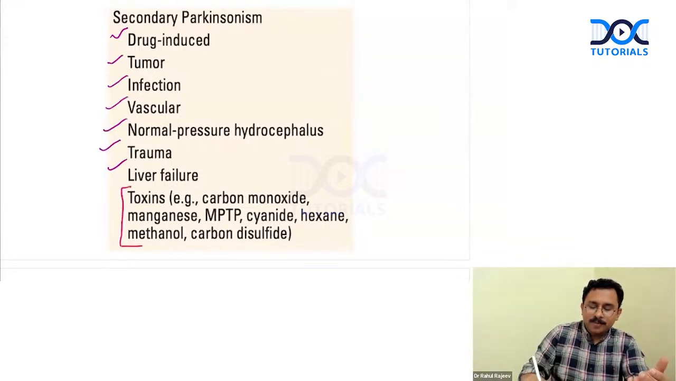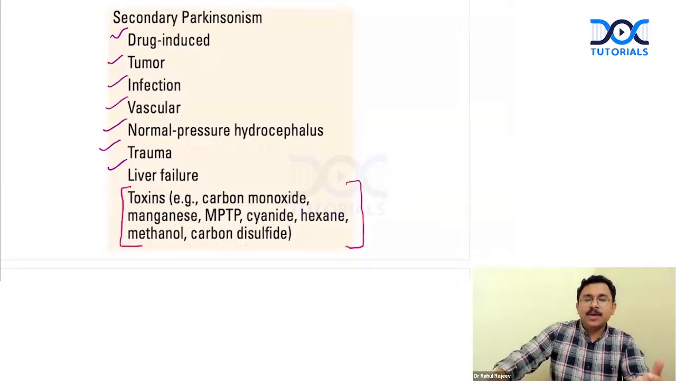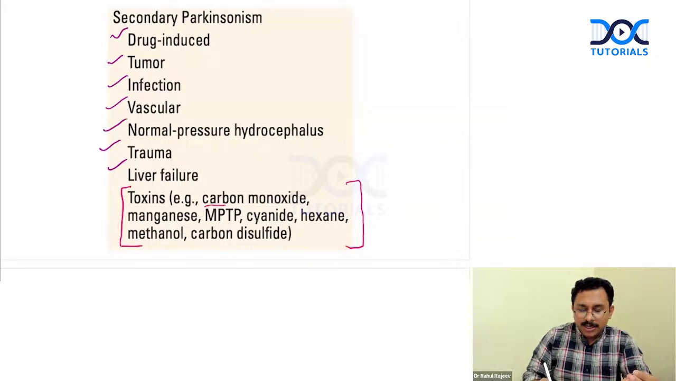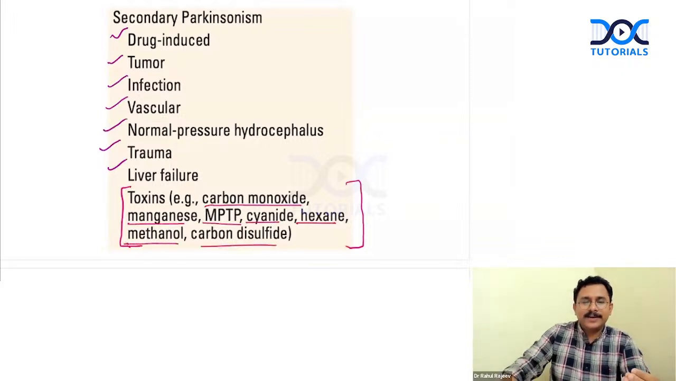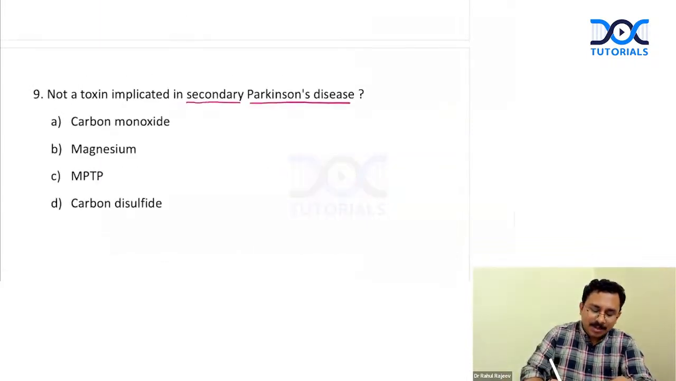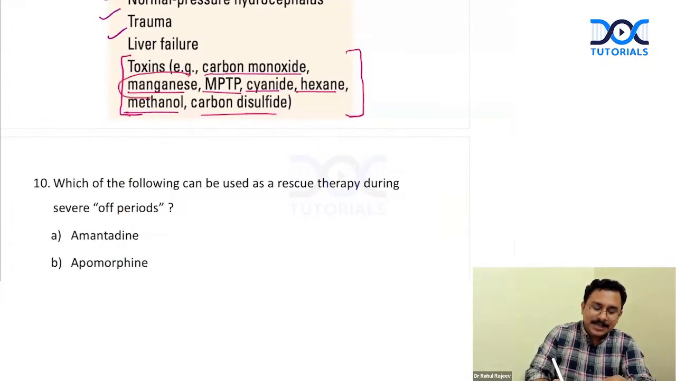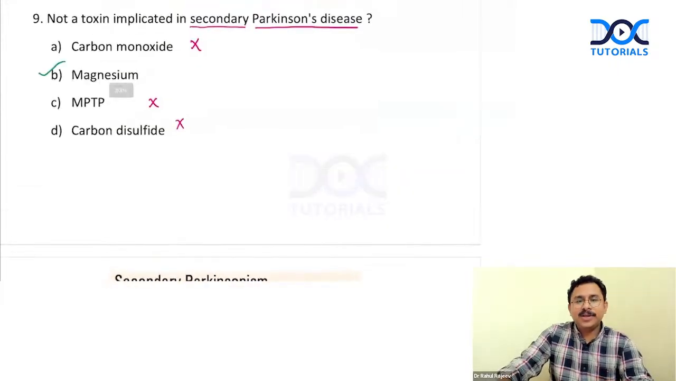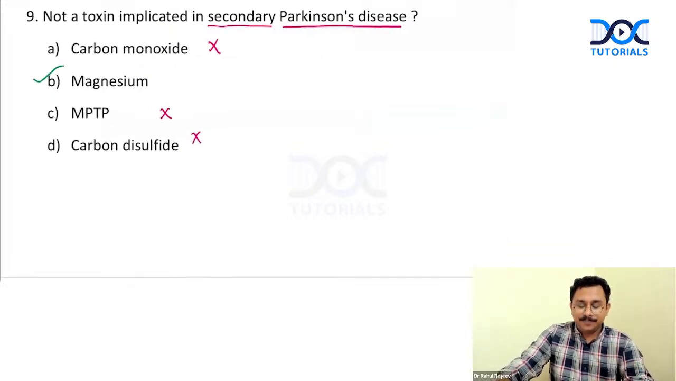But very important for both NEET PG and INI-CT, you've got to know about certain toxins that are implicated in the causation of secondary Parkinsonism, which would include carbon monoxide, manganese, MPTP, cyanide, hexane, methanol, and carbon disulfide. These are the toxins that are implicated. So if you look at the options, yes, carbon monoxide, MPTP, carbon disulfide, but it is not magnesium, but instead it is manganese. So the answer is option B, magnesium. It is not implicated in secondary Parkinsonism.